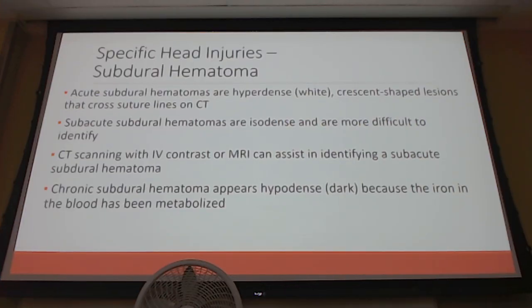And here's kind of our different findings on here. You'll have a hyperdense finding with that moon-shaped kind of finding, and then you can have isodense, or not as dense. And then you'll have your dark finding on there, or hypodense. And that's from the iron in the blood being metabolized.